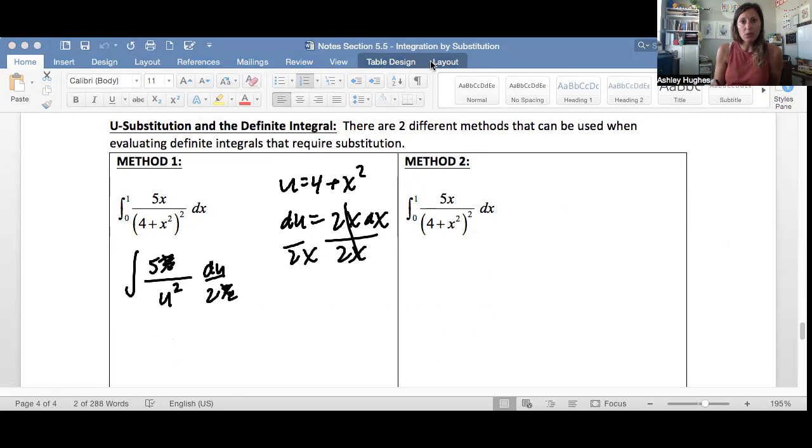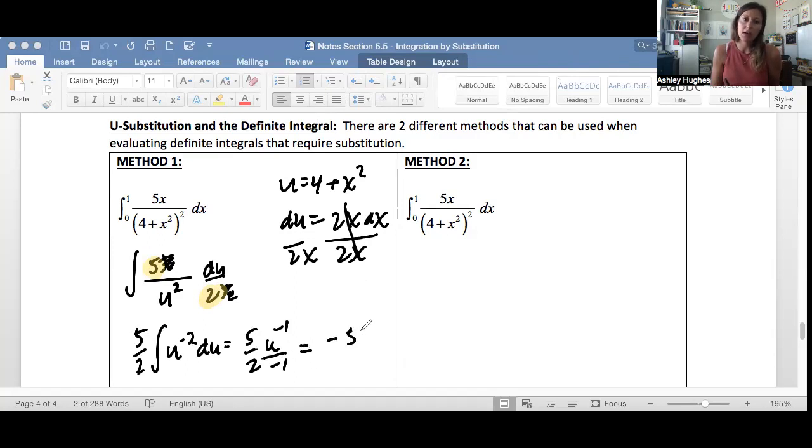So I'm left with what on top? Now see, I'm left with this 5 and a 2, so I can just pull out 5/2 and write that as u to the negative 2. So 5/2 u to the negative 1, add 1. Oh, I don't need the plus c. So this would be negative 5 over 2u. And then you can plug back in what u is. U is 4 plus x squared.